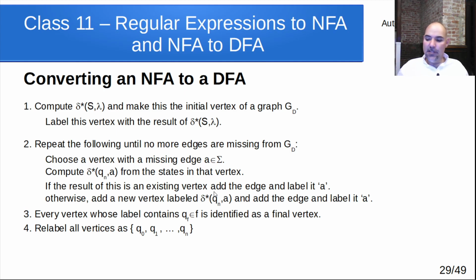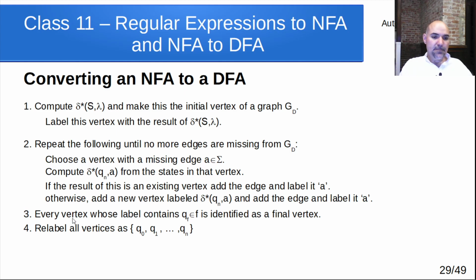Otherwise, we add a new vertex that's labeled with what this could have gone to, and then we add an edge to that and label it with that symbol. And then we repeat that until every circle, every node in our graph has an edge for every symbol of our alphabet in it. And at that point, we now have a total function. And after that, we just have to figure out which ones are final states and which ones aren't.